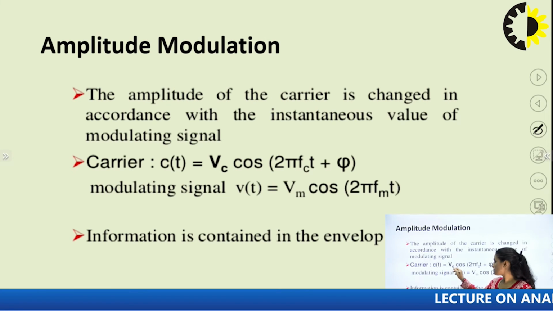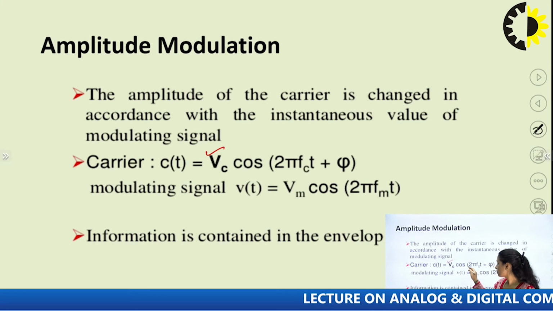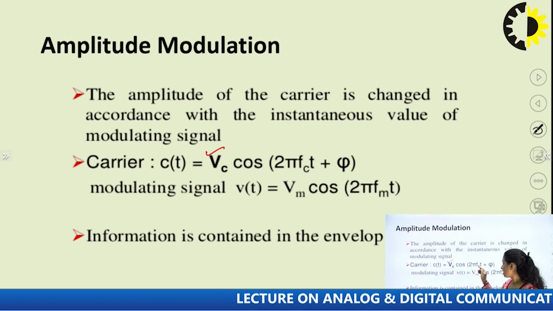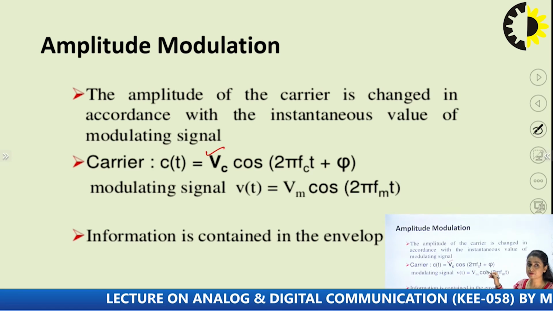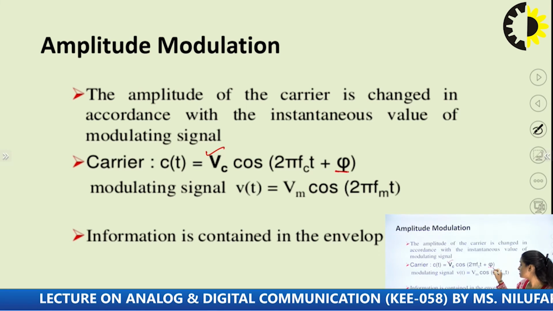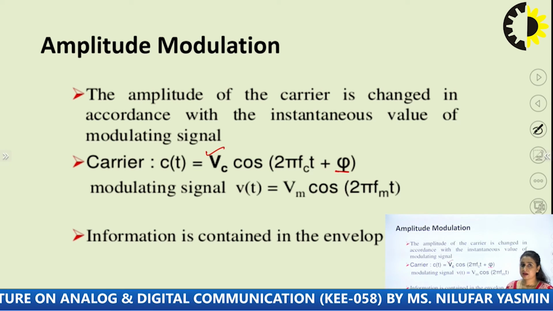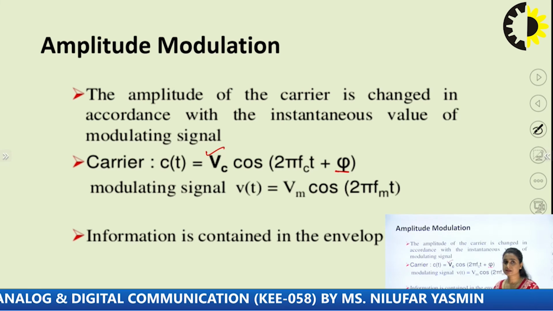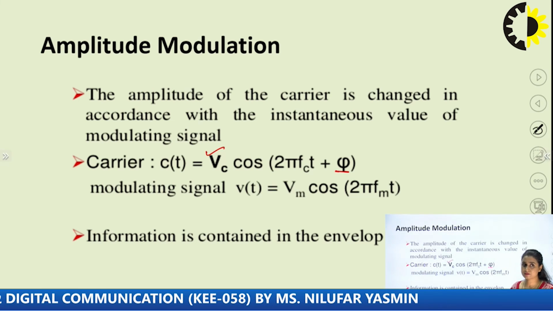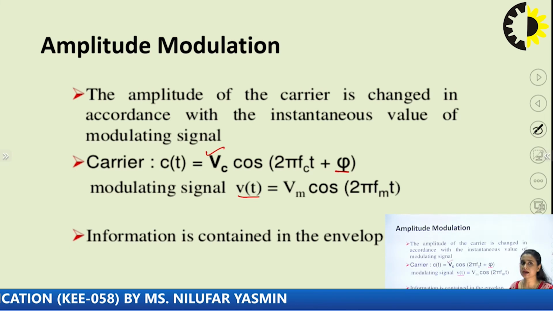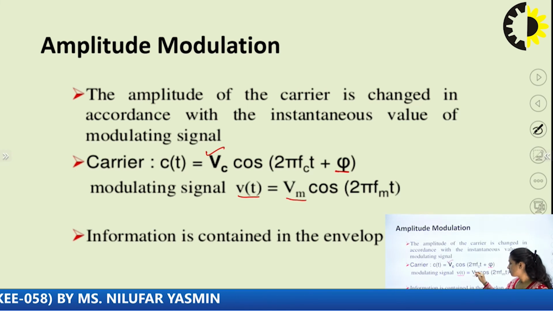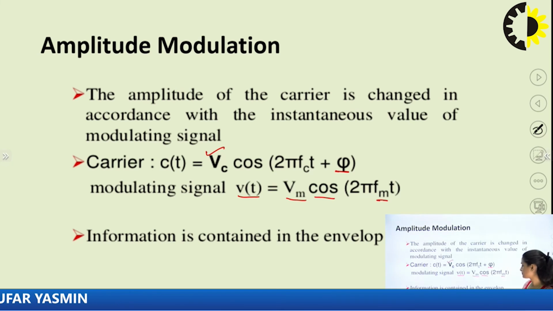A carrier may be represented as c(t), with amplitude Vc, and if it is a cos wave, omega is represented as 2 pi f. Fc represents the carrier frequency here, t is time, and this represents the phase difference. Let's see how I can represent my modulating wave or message signal. That can be represented with v(t), x(t) or m(t). Vm represents the voltage or amplitude of my message signal. This is a cos wave, 2 pi fm t.